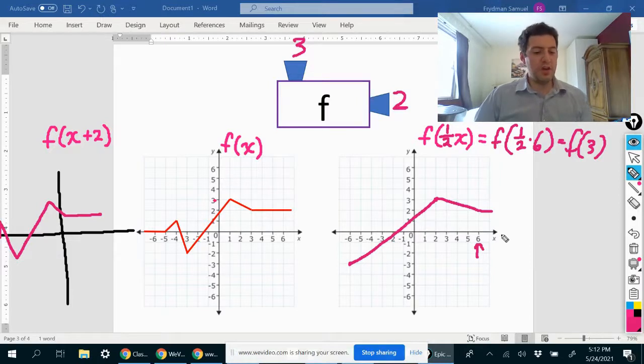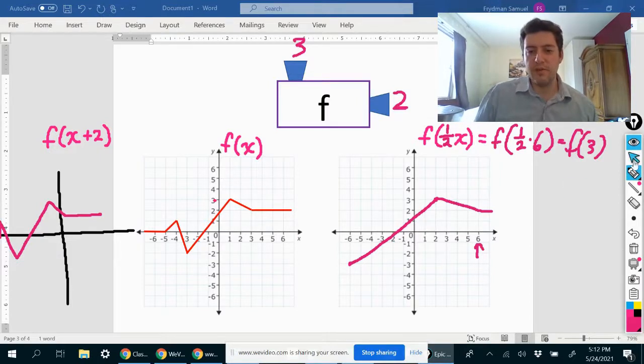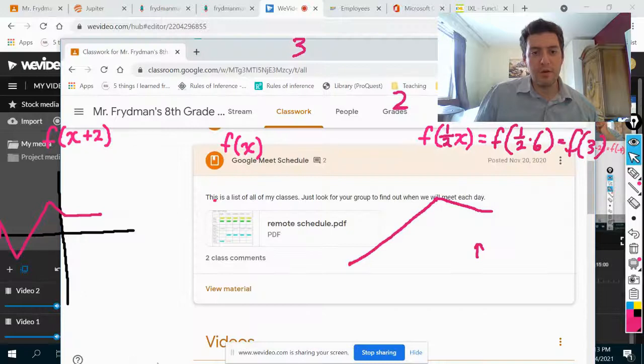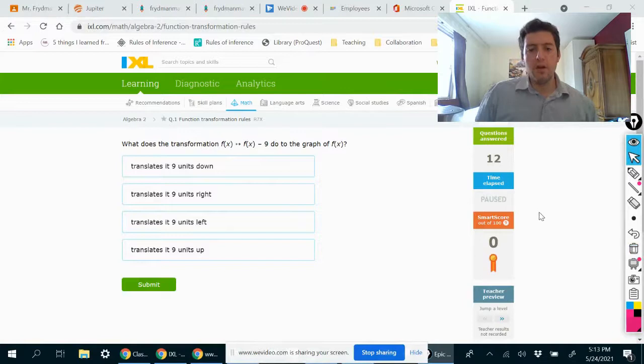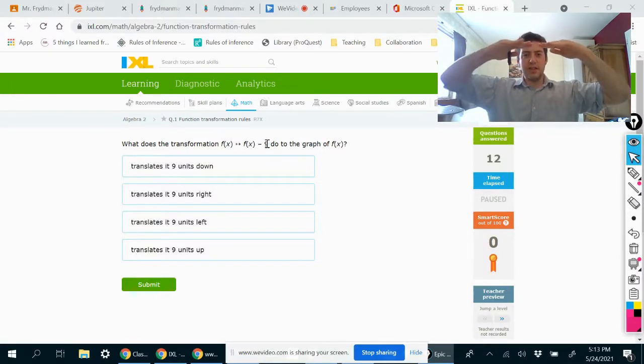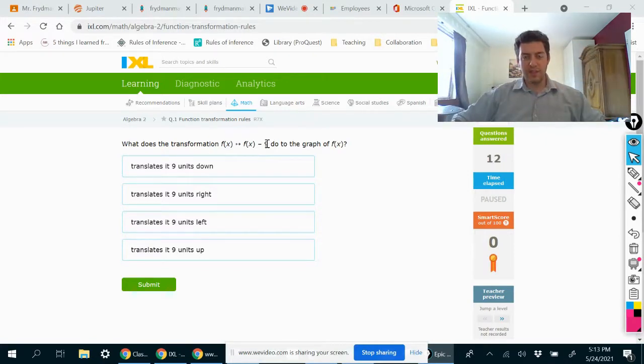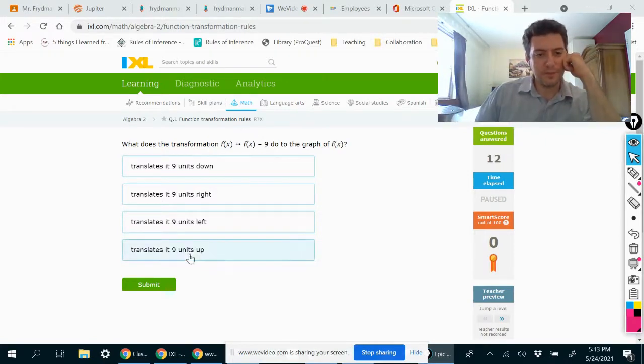Now we can actually go over to IXL and do some IXL problems. Now we have all the knowledge that we need, all the understanding that we need. Where's IXL? Over here. Okay. What does the transformation f of x to f of x minus 9 do to the graph of f of x? If we see this minus 9 outside, then that's going to translate everything down 9 spaces. Okay.